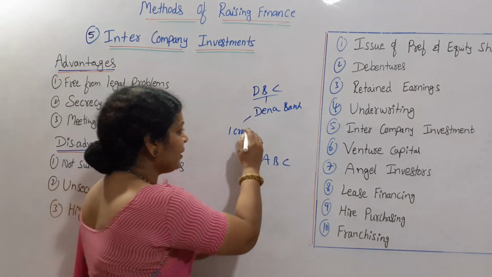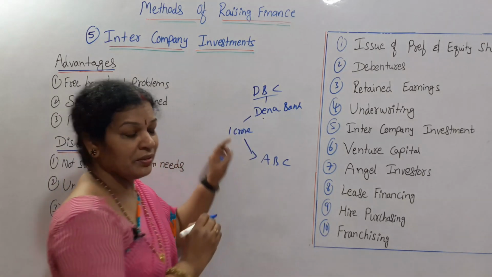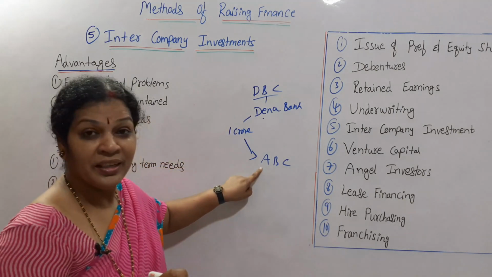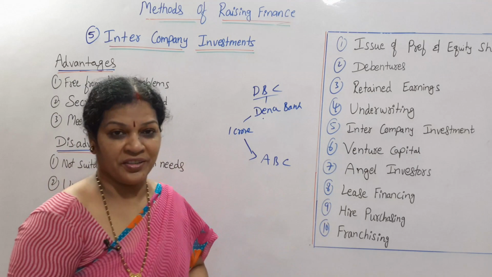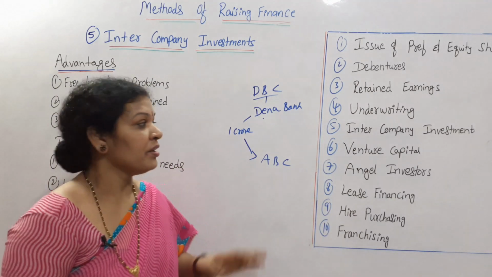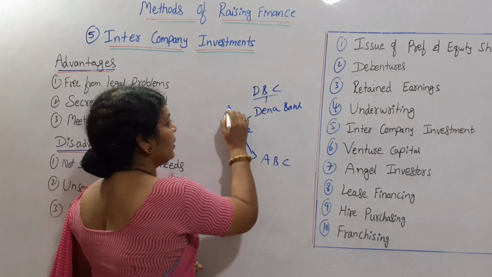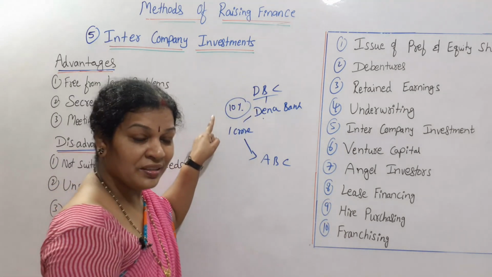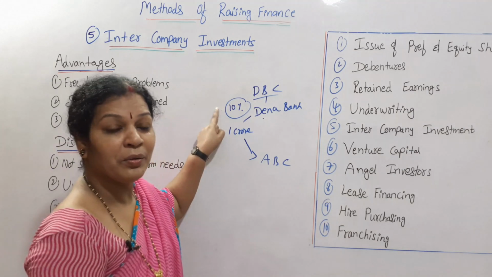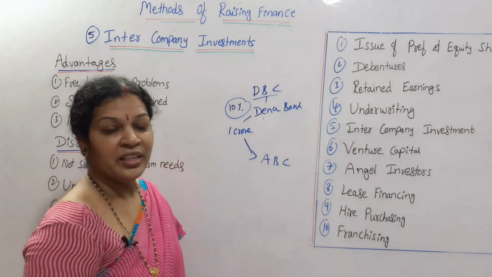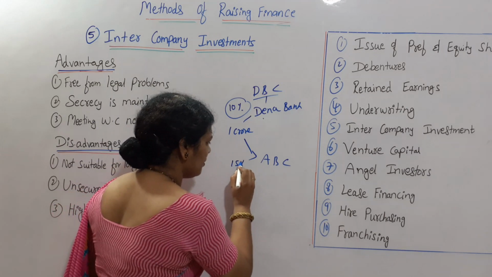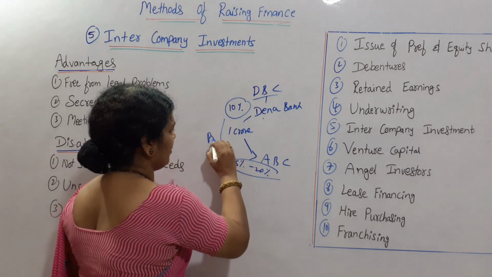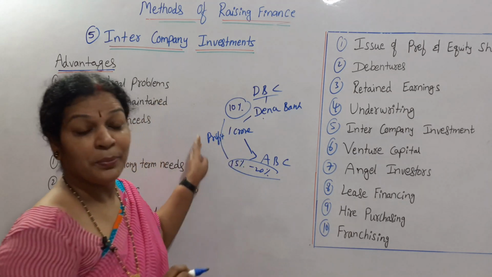So whatever interest we have to pay to Dena Bank will always be less, and we are giving it to ABC company at a higher rate. Suppose from Dena Bank we are taking the 1 crore loan at the rate of 10% interest. This 1 crore we are giving to ABC company, maybe at 15% or 20%. So the margin is the profit for us.